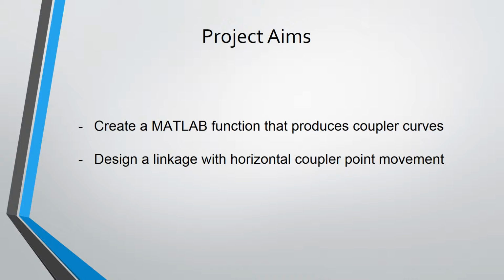The level luffing crane can be represented as a 4-bar linkage, and the aim of this project was to create a MATLAB function that produced coupler curves for all revolute-based 4-bar linkages. In addition, a linkage was to be designed that replicated the horizontal movement of a level luffing crane coupler, and the group's code used to demonstrate the curve of this linkage.